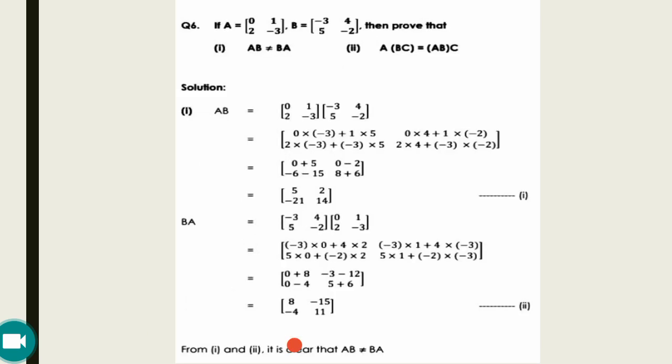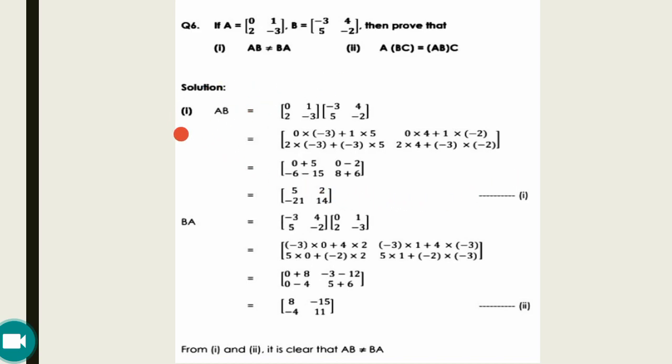Okay, question number 6. If a is equal to the matrix 0, 2, 1, -3 and b is equal to the matrix -3, 5, 4, -2, then prove that the first one is AB is not equal to BA, and the second one is A(BC) is equal to (AB)C. First of all, we will solve part 1, that is AB is not equal to BA. We have to prove that AB is not equal to BA.